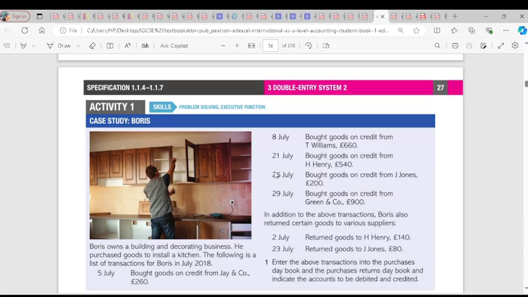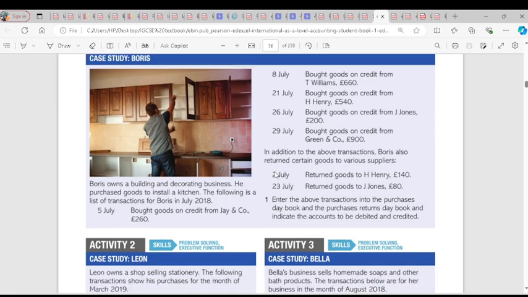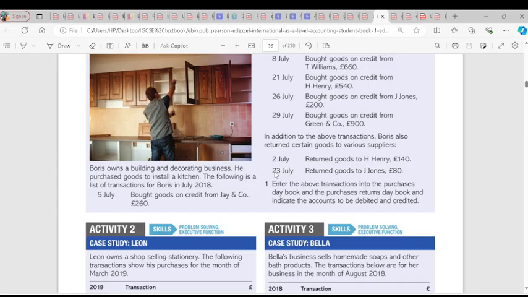Activity 1. We have Boris. Boris owns a building and decorating business. He purchased goods to install a kitchen. The following is a list of transactions for Boris in July 2018. Bought goods on credit from J and Co. So we're going to have a purchases daybook and the purchases returns daybook.